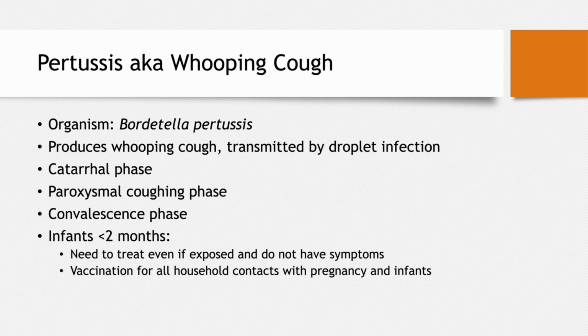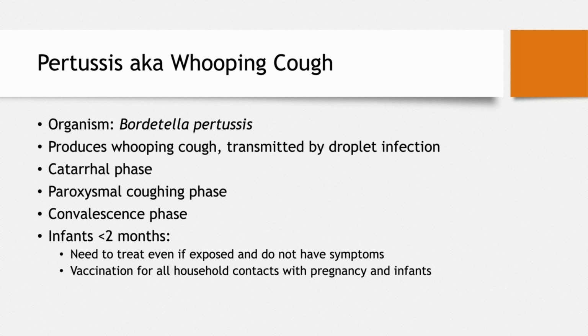So most of us got the vaccination series when we were younger. Babies don't get it until later on. So especially infants less than 2 months are very vulnerable to this infection. They can have very bad outcomes. So it's recommended that actually all those in the household, including the pregnant mom, be vaccinated against pertussis so that they don't bring it into the house of this brand new baby.